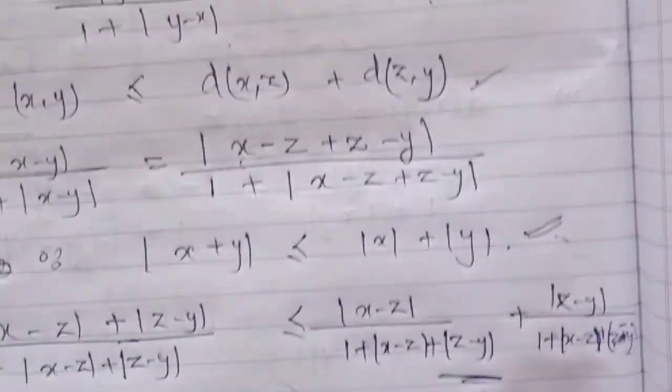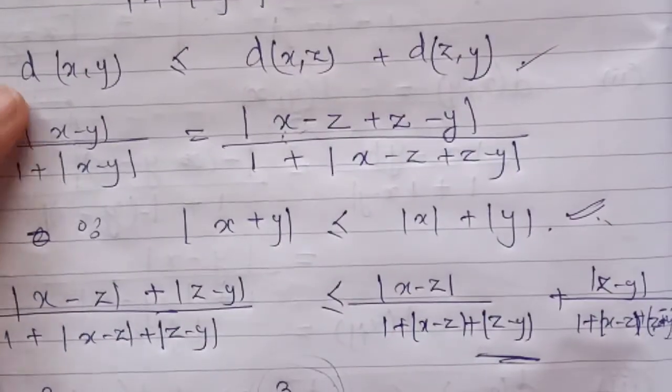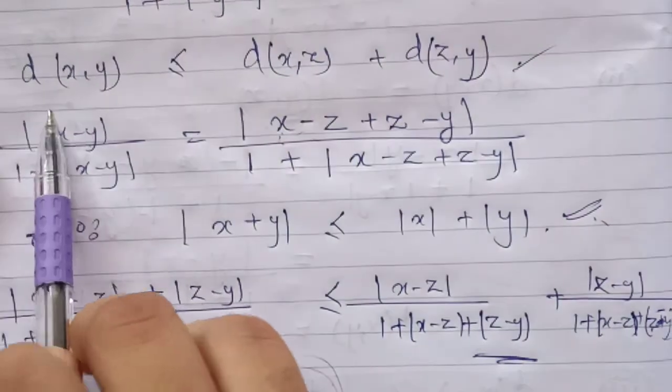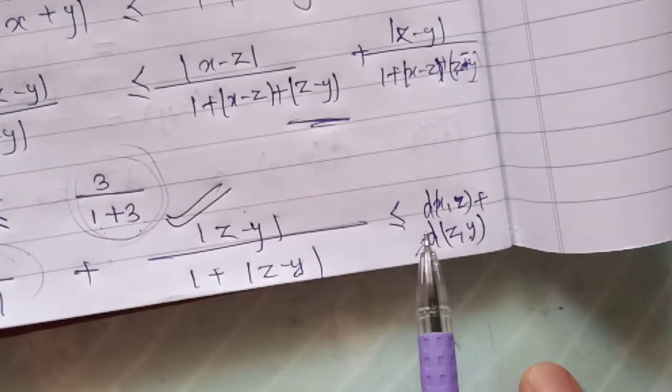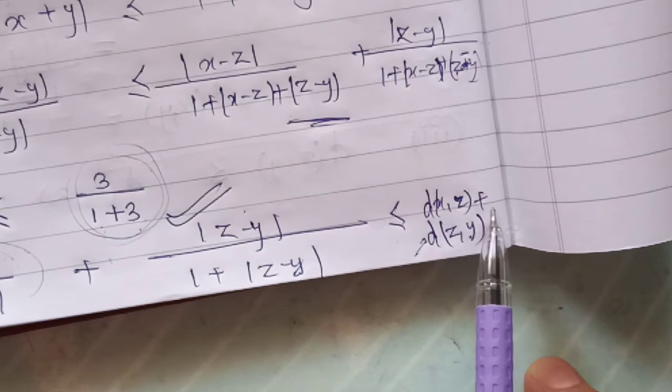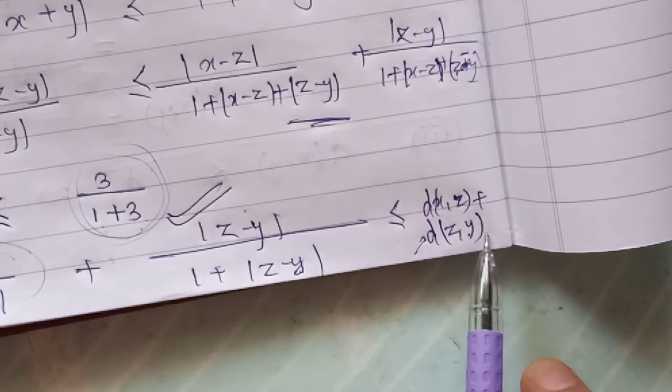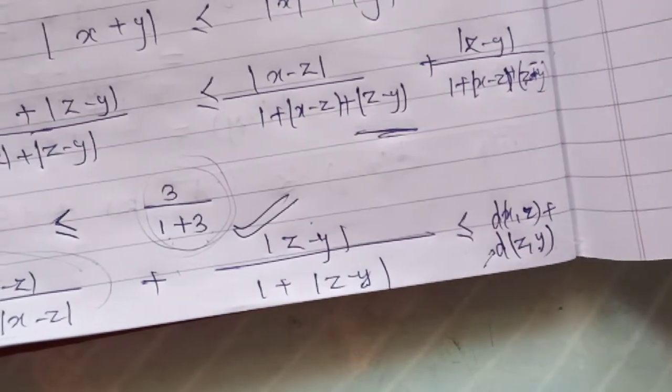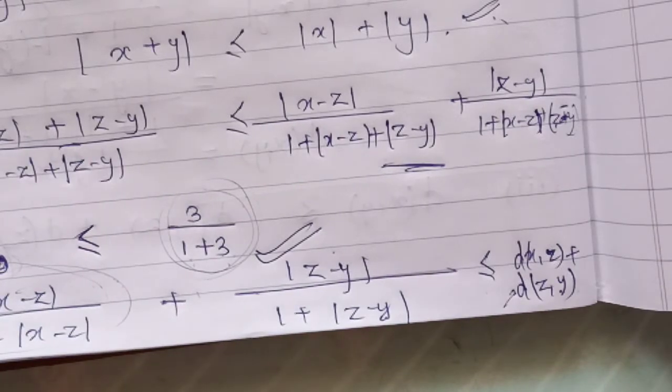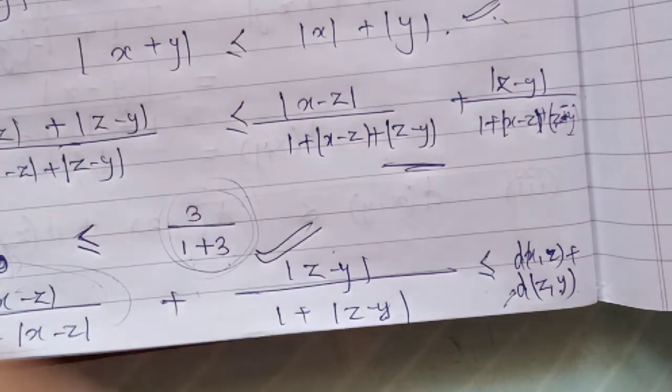We started from distance between x and y, and what we get? It is always less than or equal to distance between x and z plus distance between z and y. So we showed all the three properties, hence this D is a metric, therefore X is a metric space.